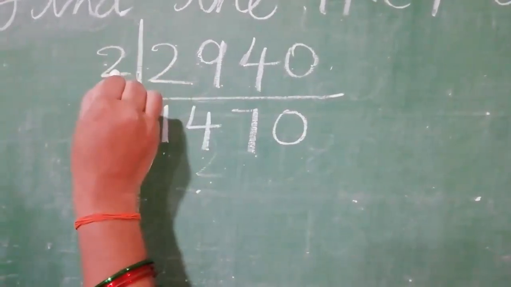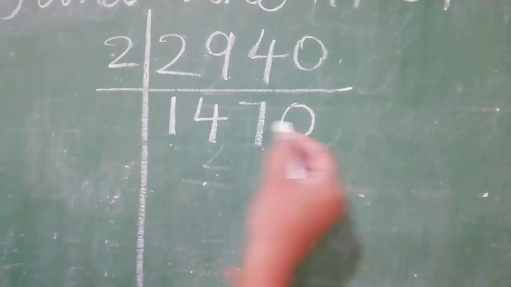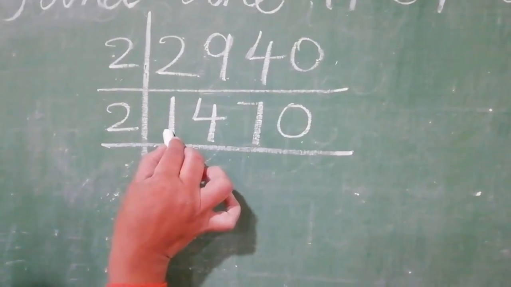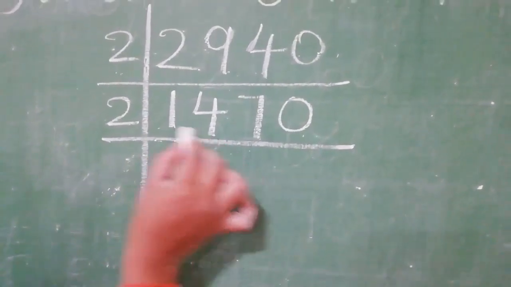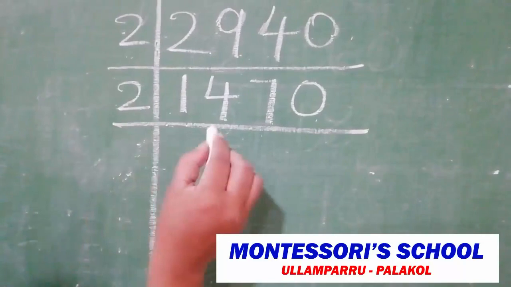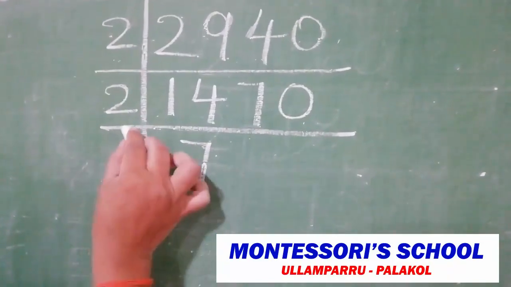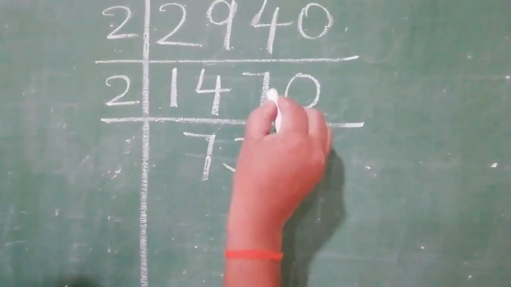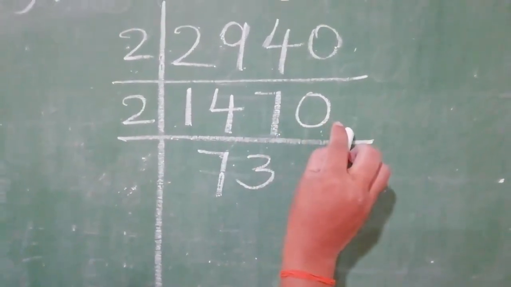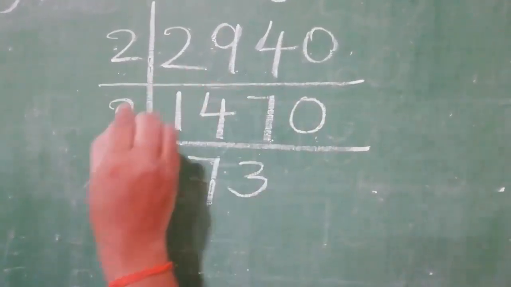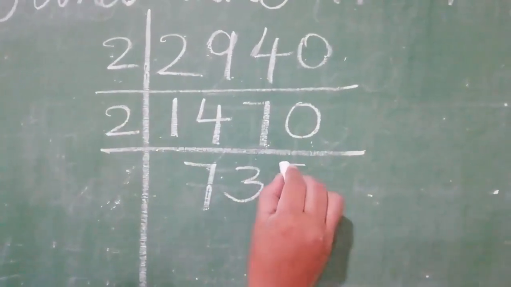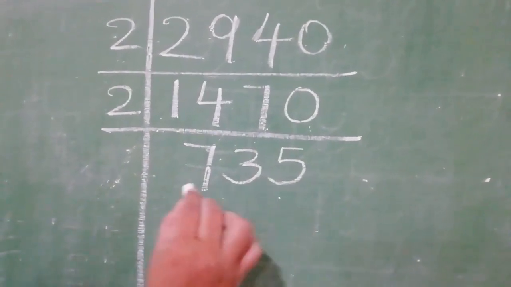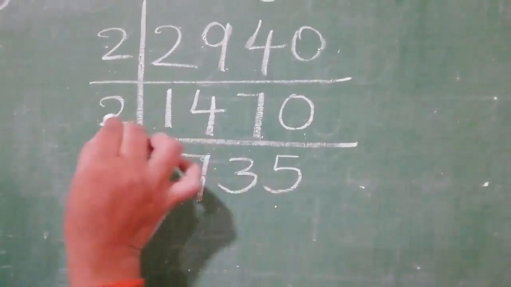1470 is divisible by 2? Yes, this number ends with 0. How many times? Here, 2 divided by 1 is possible? No. Take 2 digits, that is 14. 2 sevens are 14. Next 7. 2 threes are 6. 7 minus 6, 1. 1 0, 10. 2 fives are 10. So the number is 735. Is the quotient 735 divisible by 2?